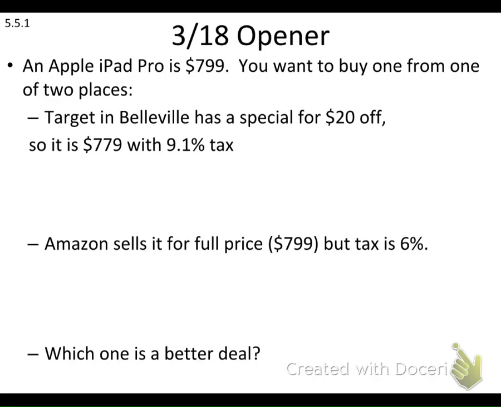So looking at the front part of your opener, it says an Apple iPad Pro is $799. If you want to buy one from one of two places, you're trying to find the better deal. You can either buy it from Target in Belleville, which is $779 with a 9.1% tax, or you can get it from Amazon, which is $799, but the tax is only 6%. Shipping's free. So we need to determine which place, Target or Amazon, would be the better deal to buy the iPad? Okay.